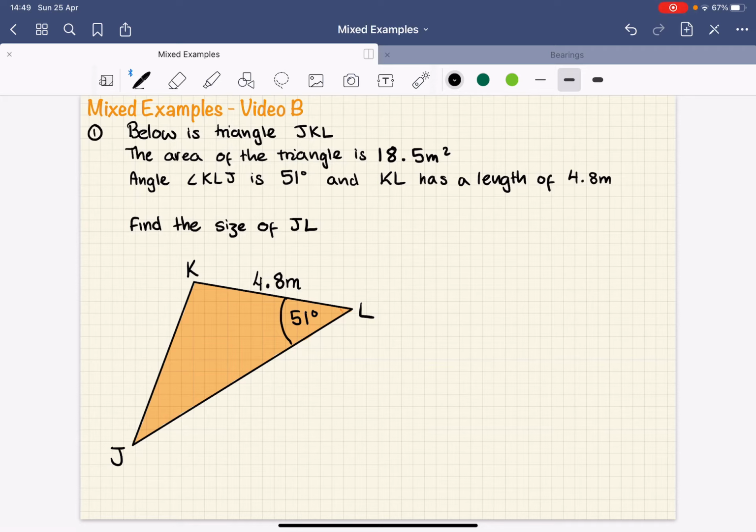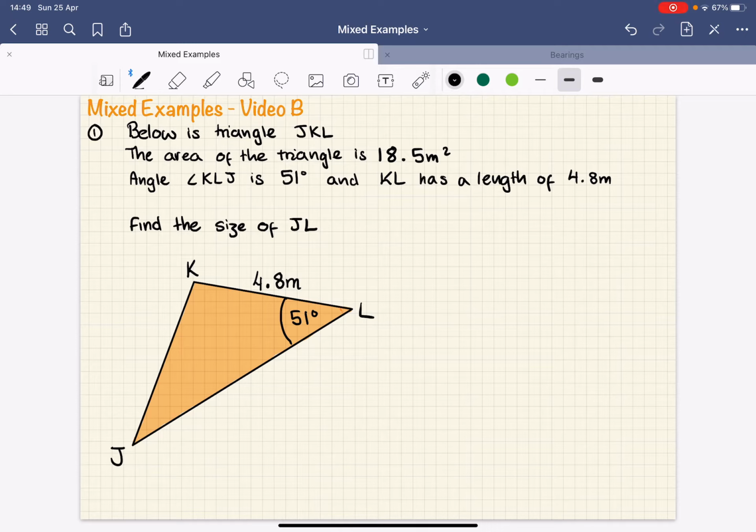Okay, so this is our next video on our mixed examples for the trig formula. So that's us identifying which formula we're going to use and then actually using it for the question. So we'll just jump straight to it. And again, I've got 3 examples for us to go through.